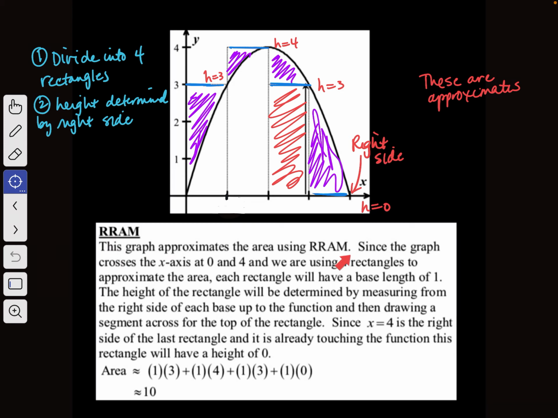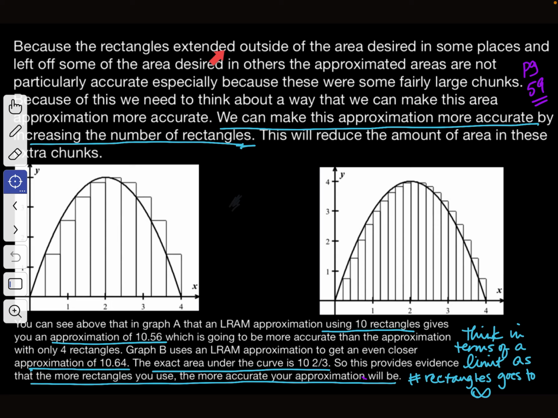And so this graph approximates the area using the RRAM. Since the graph crosses the x-axis at 0 and 4, we're using 4 rectangles to approximate the area. Each will have the same base of 1 unit, and you evaluate the function at 1, 2, 3, and 4. And we can see that the right side is going to have a height of 0. We add them up, and we get 10. So for the MRAM, we had 11. For the LRAM and the RRAM, we had 10.